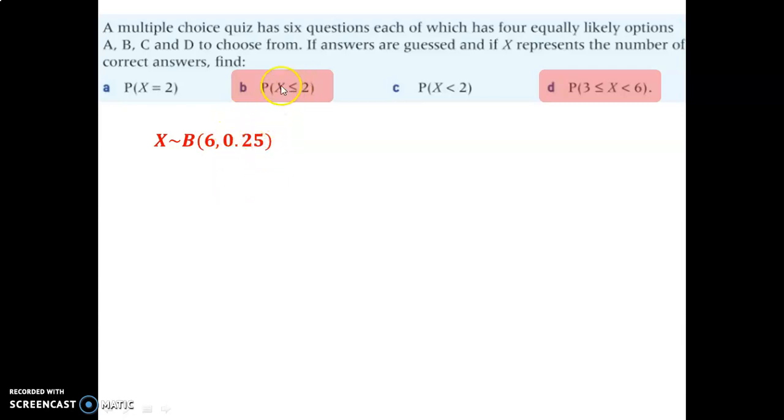So now let's look at this. This says find the probability that that variable takes on a value of 2 or less, because this means x is less than or equal to 2. So that means what is the chance you get 2 questions right, 1 question right, or 0 questions right? In that case, we can write it out like this, right? The probability of getting 2 or fewer correct is the same as the probability of getting 0 correct, plus the probability of getting 1 correct, plus the probability of getting 2 correct.